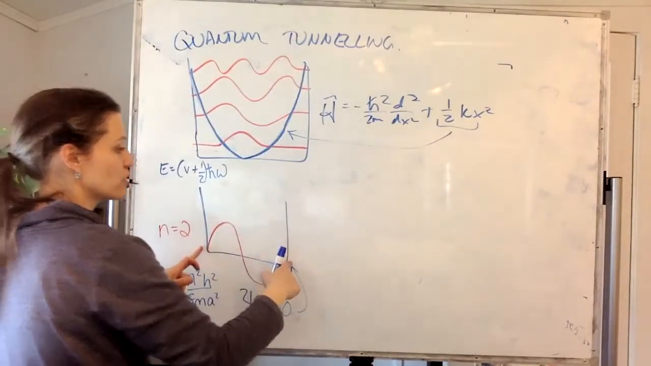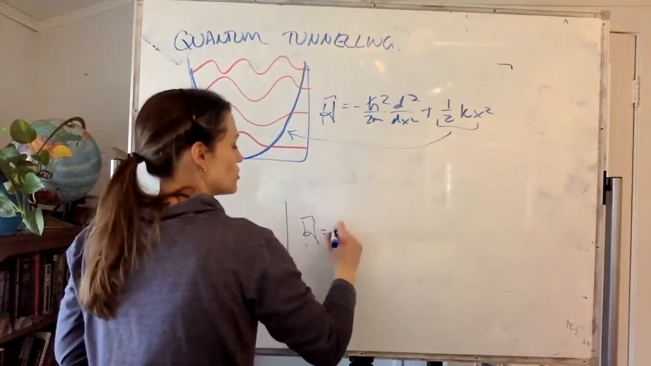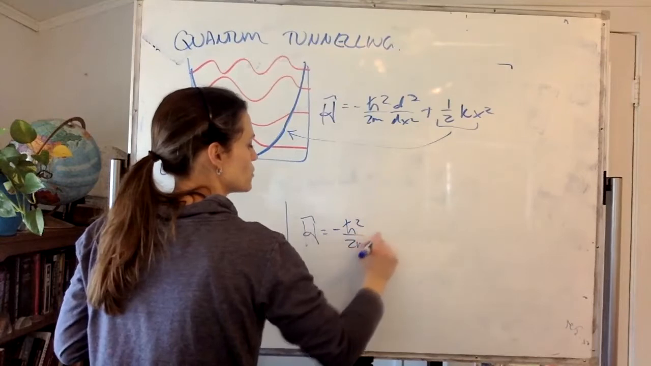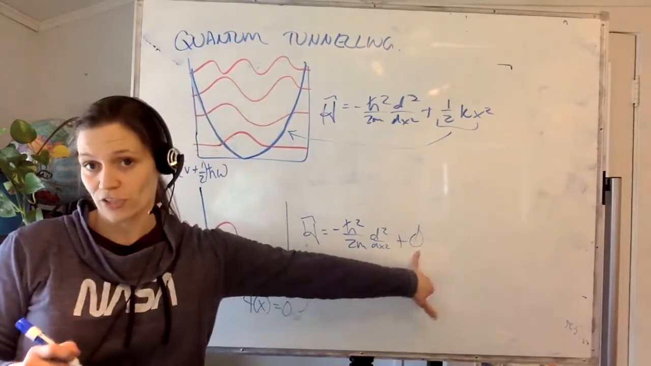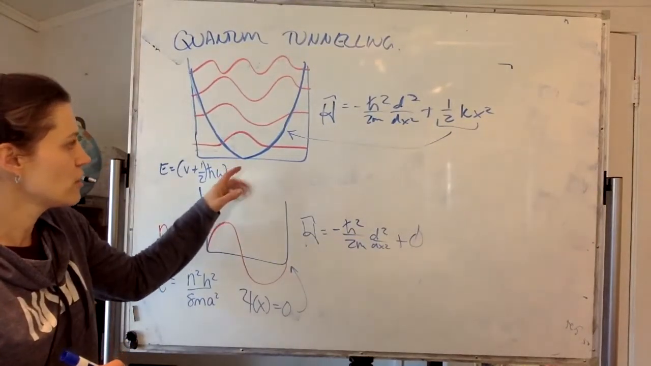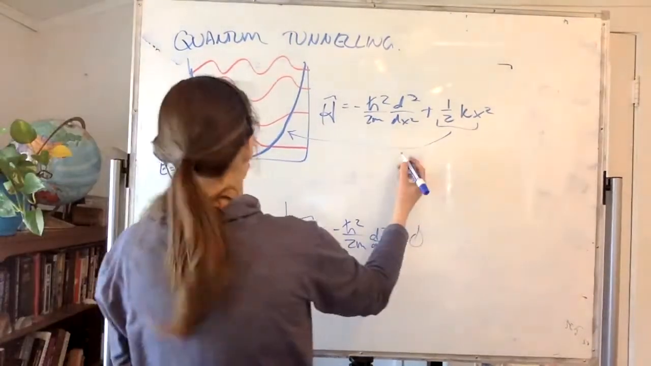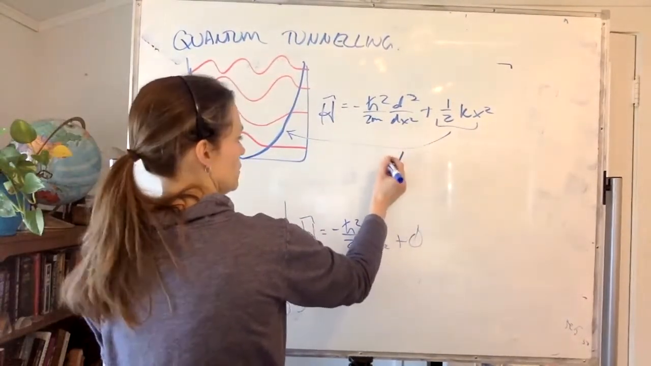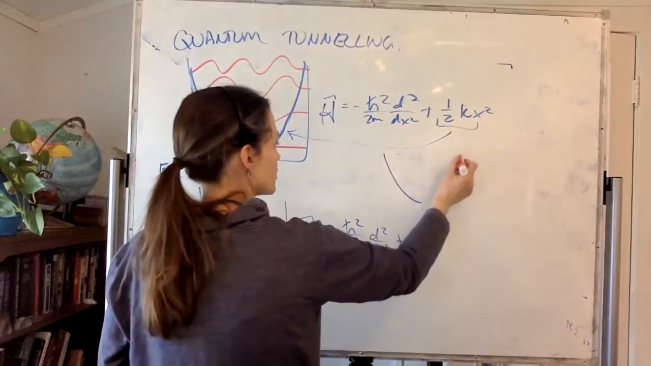This wave function has a Hamiltonian operating on it, which is minus h bar squared over 2m d squared dx squared plus 0, because there is no potential energy. Okay, so if we zoom in over here, I'm going to draw this. So here's this picture, and here's my wave function coming in.